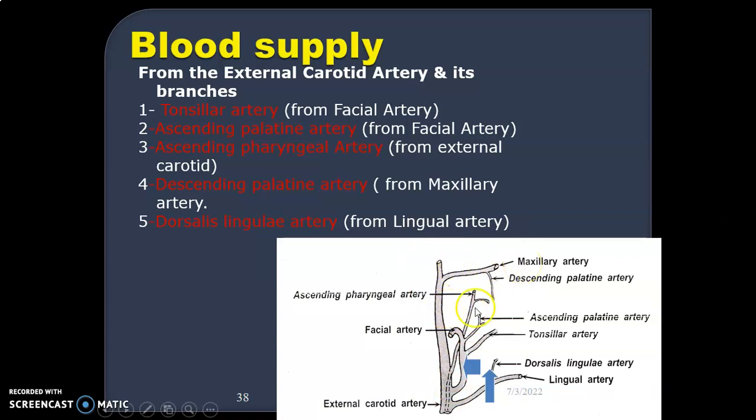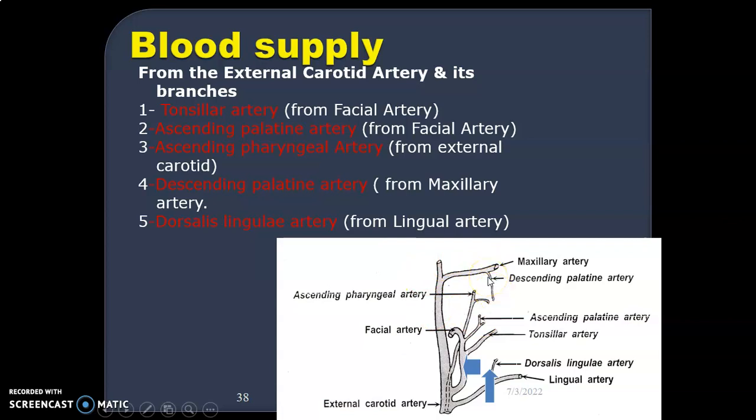Now, these branches: lingual artery goes to the tongue, then you have ascending pharyngeal that can give branches to the tongue, branches to the palate, and now we are seeing it giving branches to the pharynx. Facial artery will give tonsillar artery towards the tonsil, also supplying the pharynx and the tongue. Then you have ascending palatine again from facial artery. Then maxillary gives descending palatine.